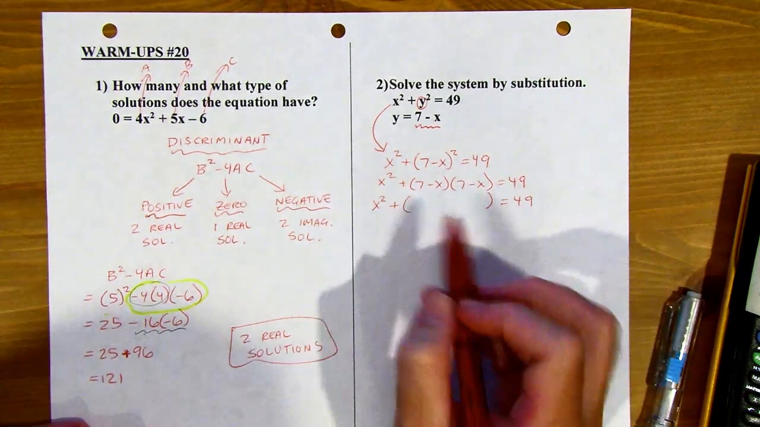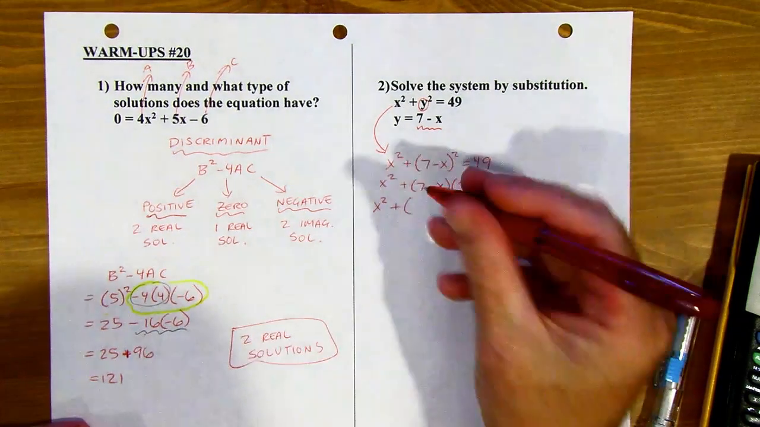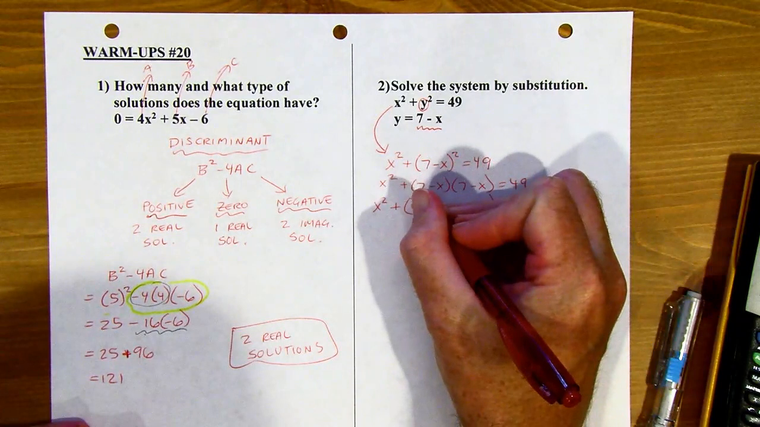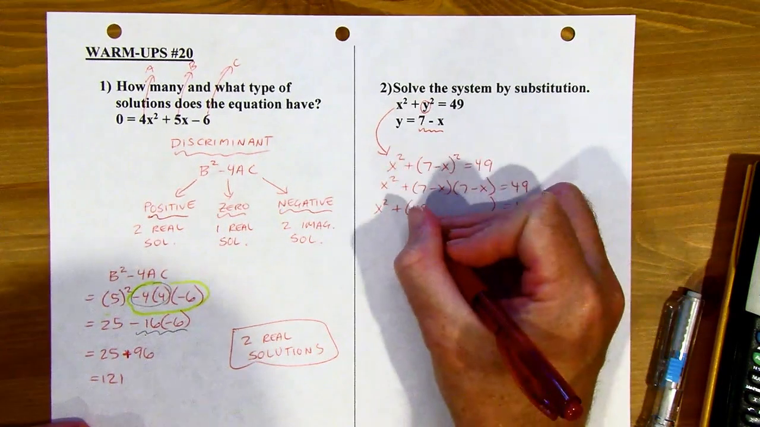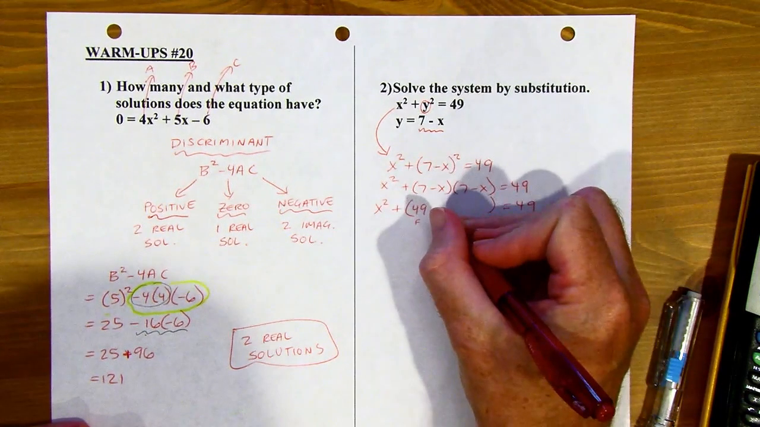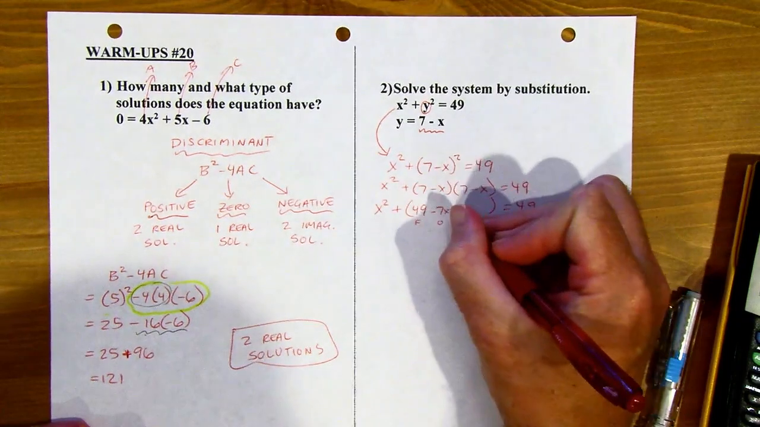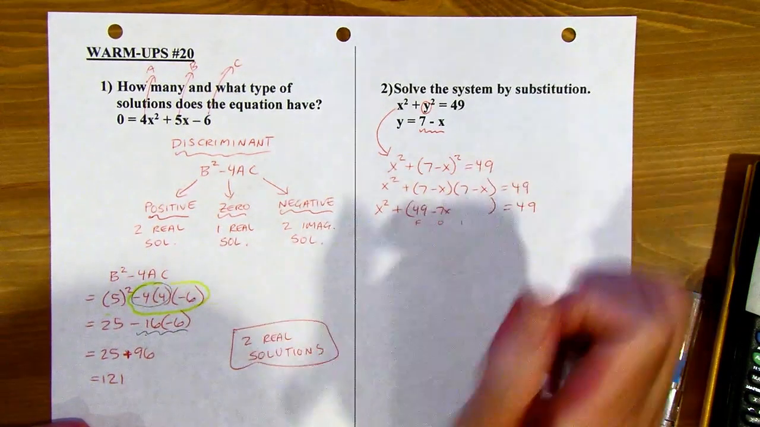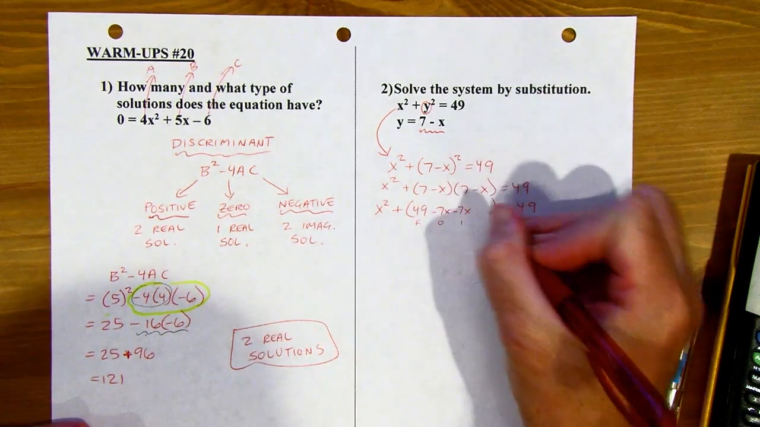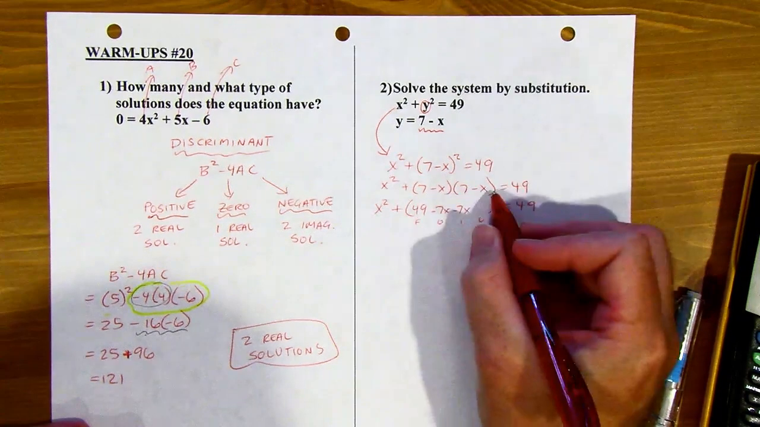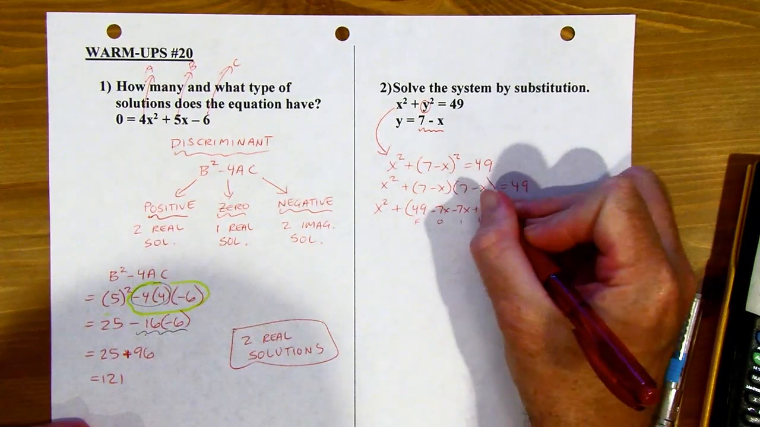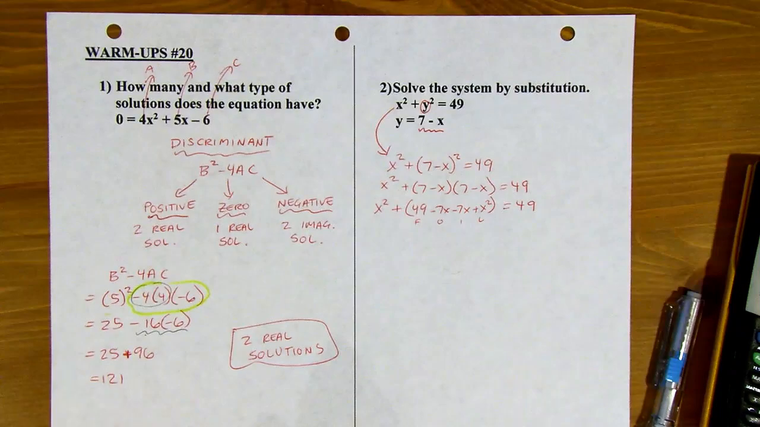All right, so first, 7 times 7 would be 49. This is the F part of FOIL, okay? Outer, 7 times negative x is negative 7x. Inner, negative x times 7, negative 7x again. And last, negative x times negative x would be positive x squared, okay? So I got it down to this.